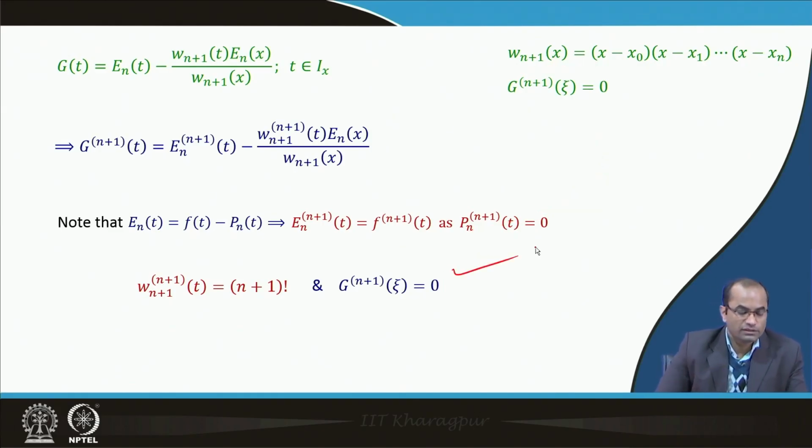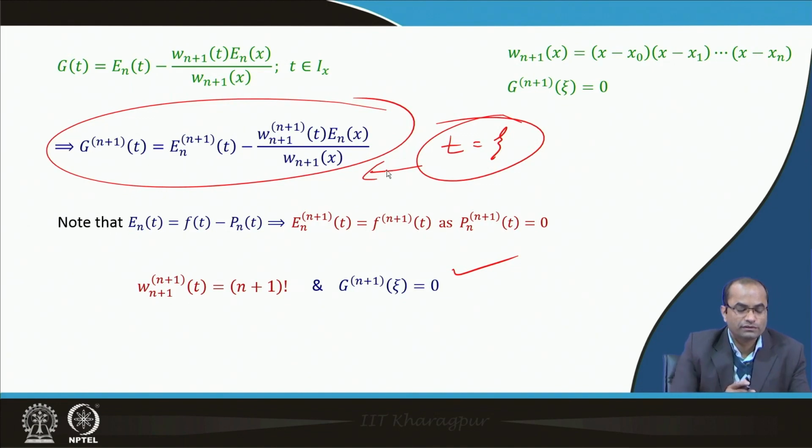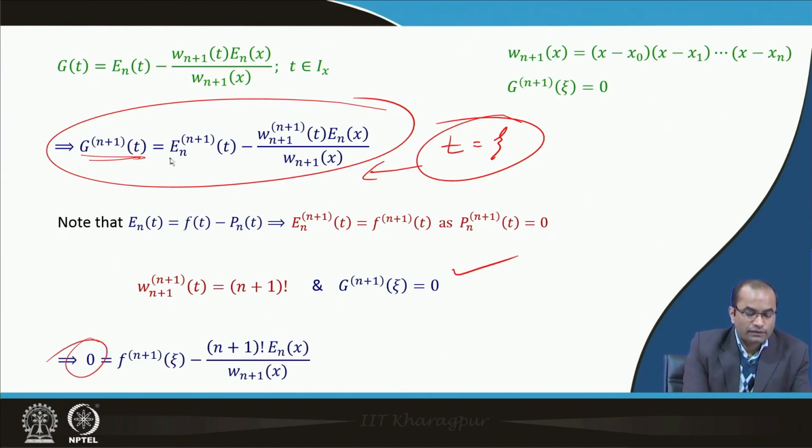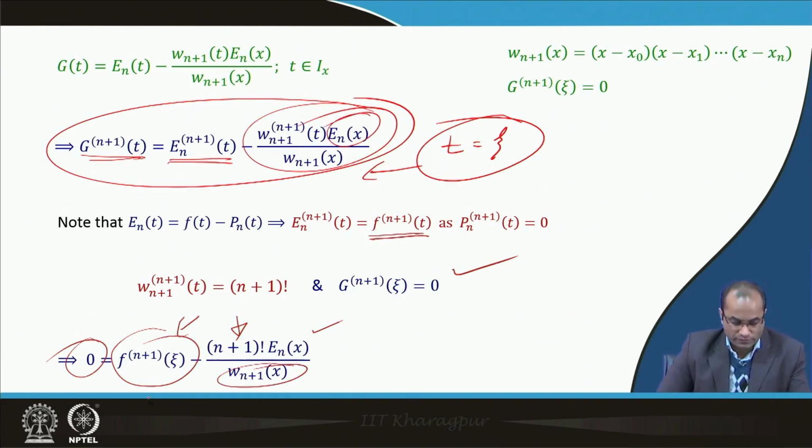Having all these results, we will substitute here t equal to xi. What will happen? G n plus 1 at xi will become 0. Then here we have the n plus 1th derivative of E, which is nothing but the n plus 1th derivative of f. So, we have f n plus 1 xi, and then also this n plus 1 factorial, then we have E n plus 1 over w n plus 1.